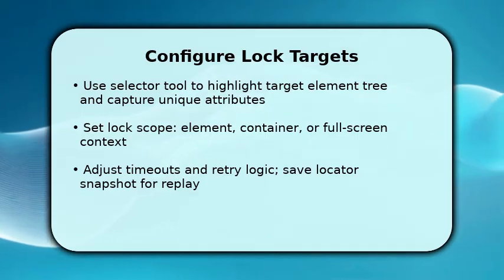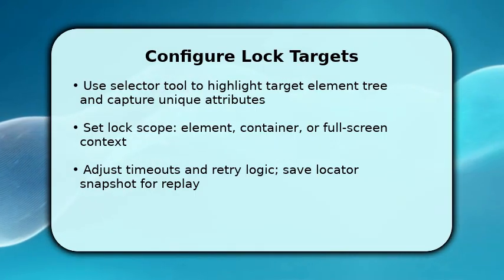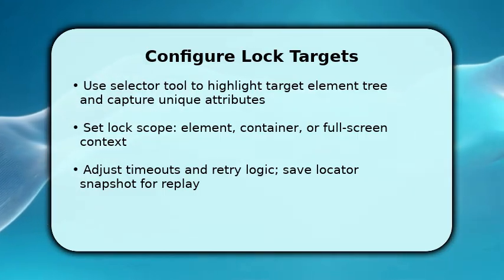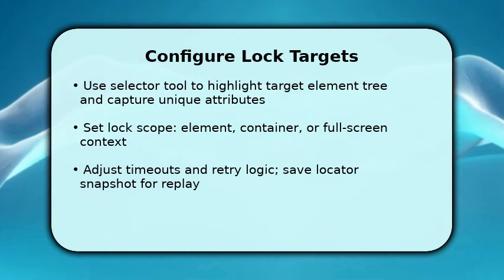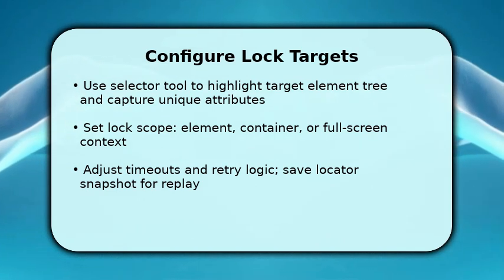Next, define the lock scope, single element, parent container, or entire view, and set an appropriate timeout and retry strategy to handle async content. Save a locator snapshot and apply a descriptive alias. This ensures your lock remains stable across builds and simplifies later maintenance when similar elements.